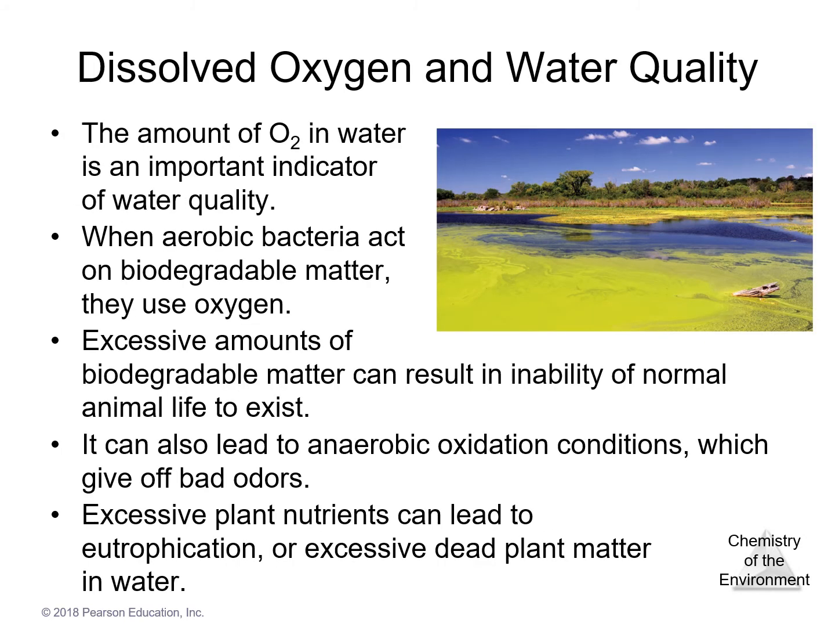Now, you can have dissolved oxygen and water quality. The amount of O2 in water is an indicator of the water quality. When bacteria act on biodegradable material, they use oxygen. Excessive amounts of biodegradable matter can result in the inability of normal animal life to exist. This also leads to anaerobic oxidation conditions, which give off really bad odors. And what you see right there is sulfur on the top of the water.